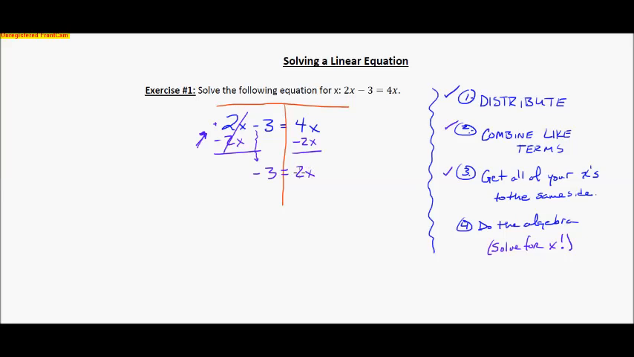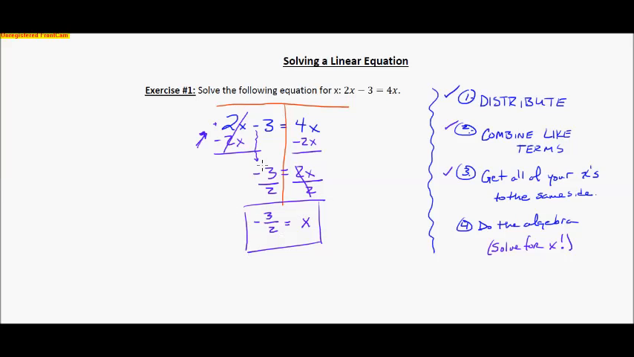So now I say to myself, this is 2 times x, so I want to do the opposite and divide by 2. 2 divided by 2 gives me a 1, so I get 1x over here. And negative 3 over 2 is simply negative 3 over 2. And that's it. I'm all done.